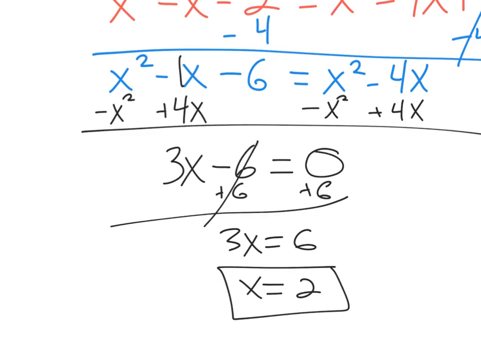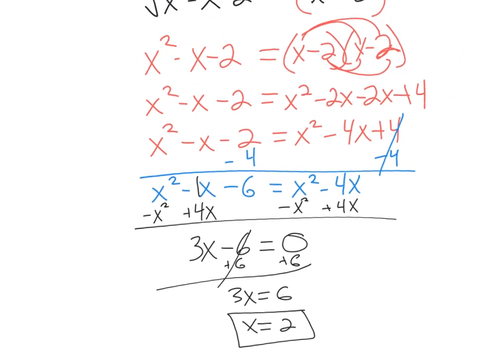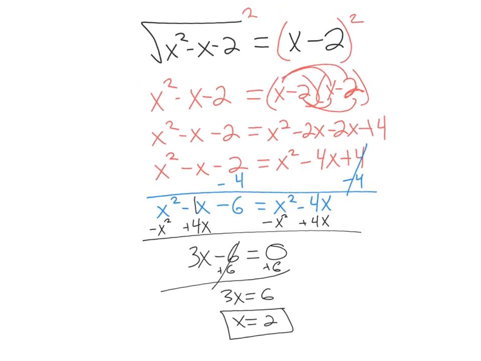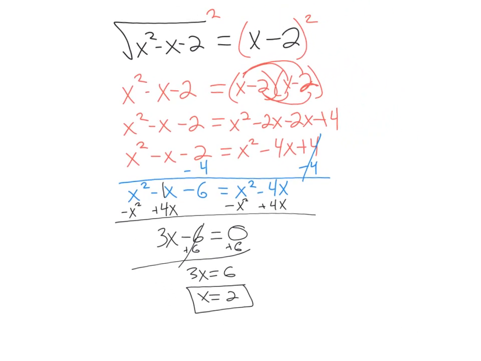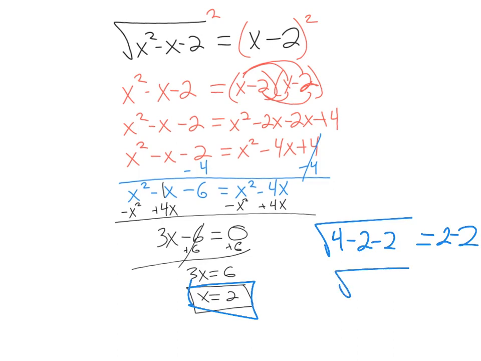We just have to go back and check this guy in the original problem. So does 2 work out? I'll do it in blue over here. I would get the square root of 4 minus 2 equals 2 minus 2. So the square root of 4 minus 2 is the square root of 0. Does the square root of 0 equal 0? Yes, it does. This is good. That's not a check. That's a check. Okay, which means there are no extraneous solutions for this guy either.